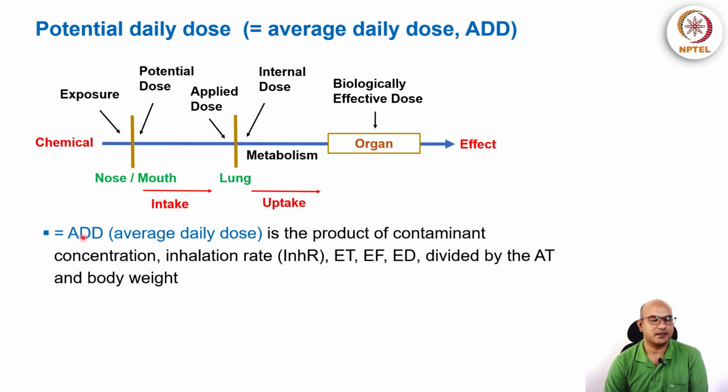So ADD, or average daily dose, is the product of contaminant concentration, the inhalation rate, exposure time, exposure frequency, and exposure duration, divided by the averaging time and the body weight. So this is the amount uptaken per kilo body weight per day or per hour, depending on the unit of the averaging time, generally being days.